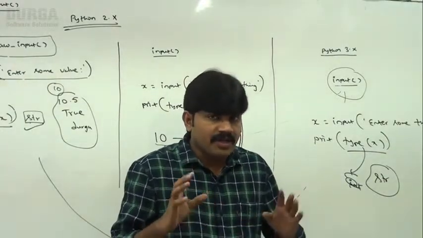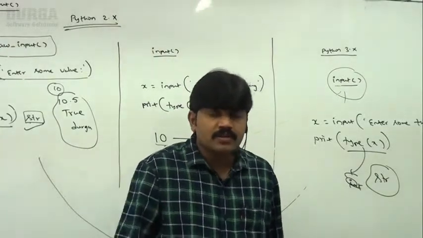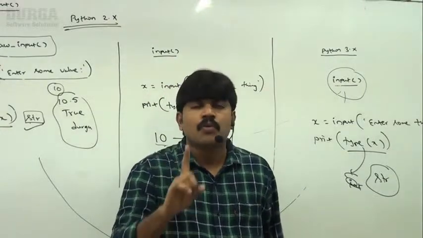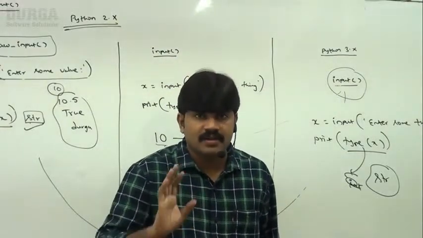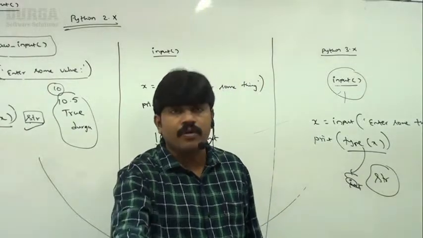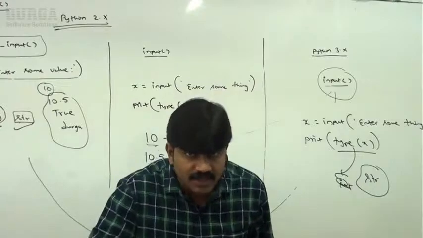Suppose I require to provide 10 values. Out of 10 values, 8 to 9 values are mostly string type, and only 1 or 2 values may be other types. That's why the very commonly used type will be the default type. So that's why str becomes the default type. Clear, right?